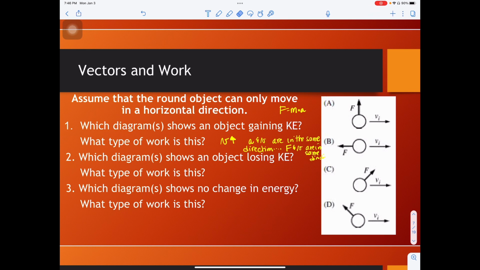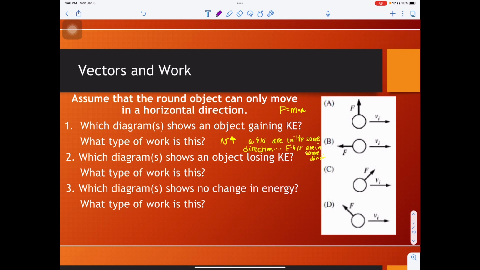Okay, so losing kinetic energy means that the force has to be in the opposite direction of the velocity, because that means acceleration is in the opposite direction of velocity, and so that would be B and D. So again, B is just totally opposite, and when we look at D, I've got a component in the x direction that's opposite this, and so it's going to make it slow down.